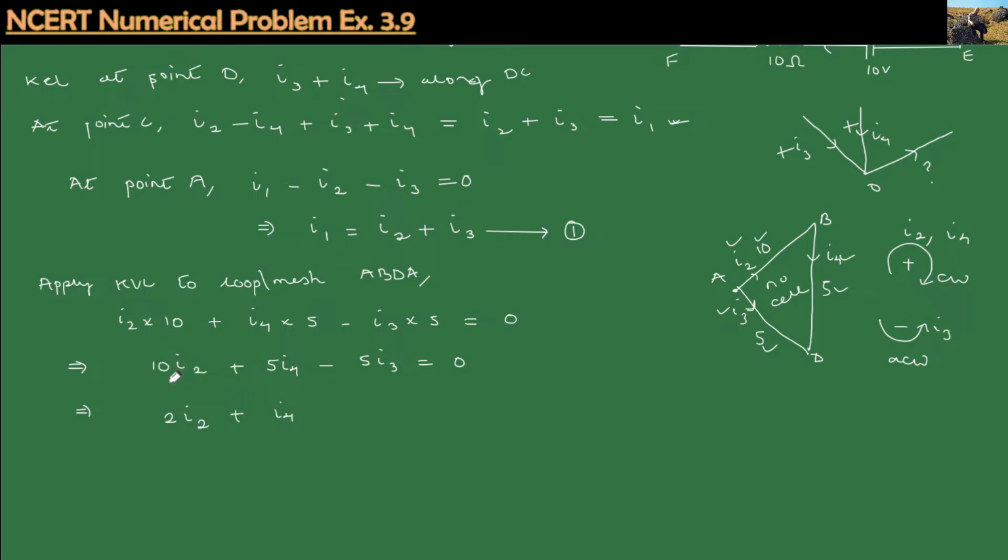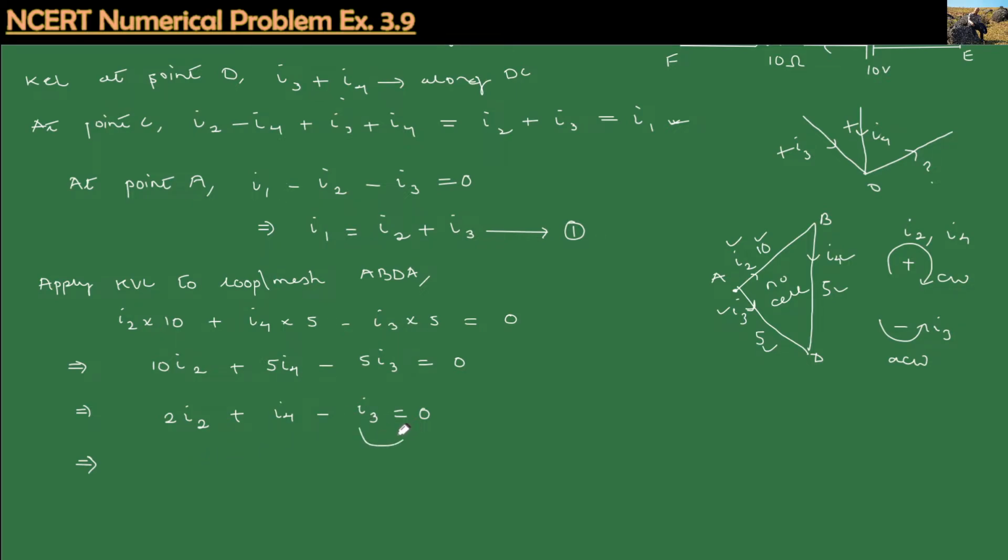It means 10 divided by 5 gives you 2, 5 divided by 5 will give you only I4, and over here you get only 1, you get only this equation. That means this will be a linear equation. Why do I say linear equation? Because the power of all these currents is 1.